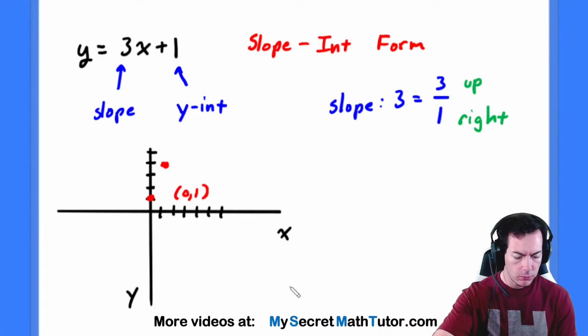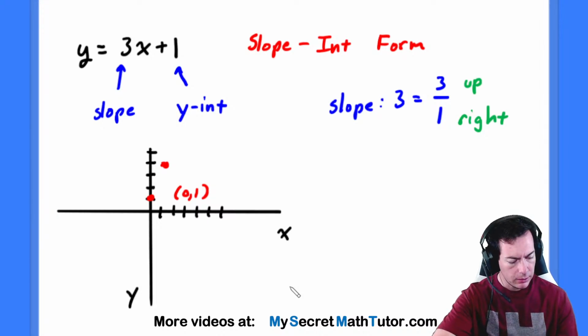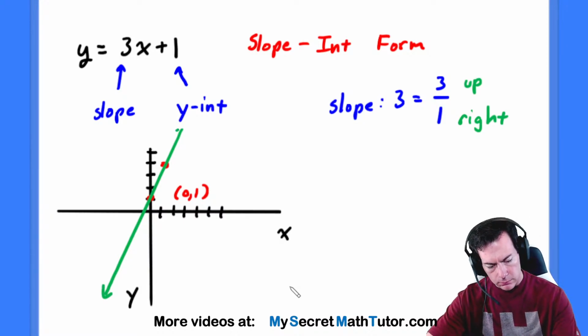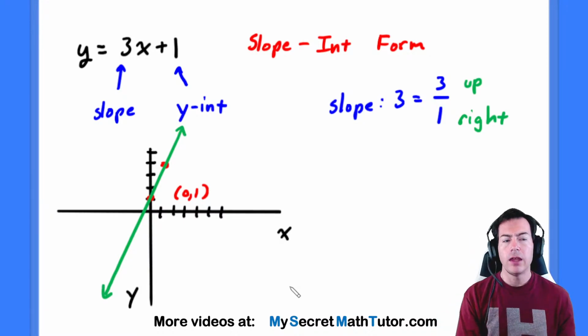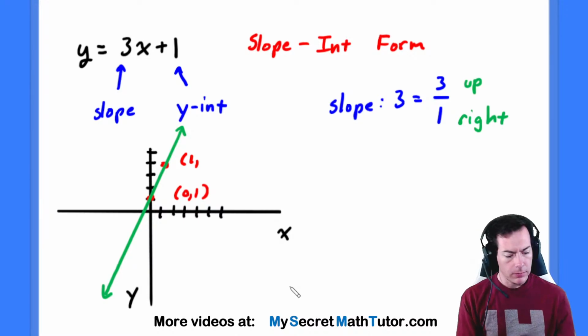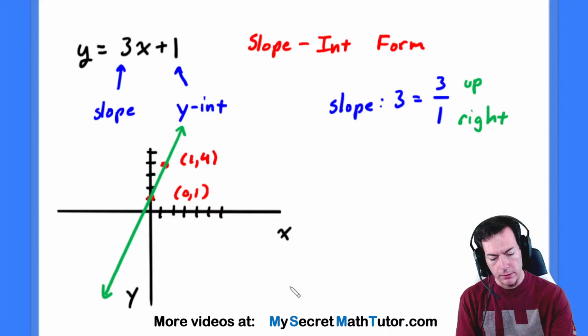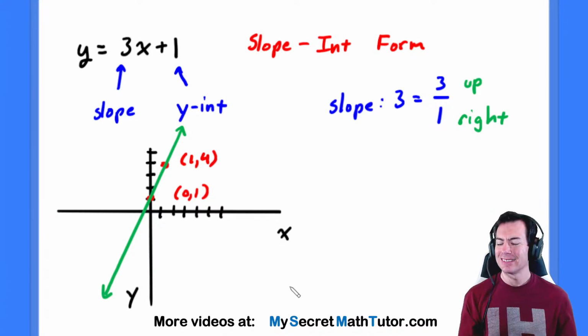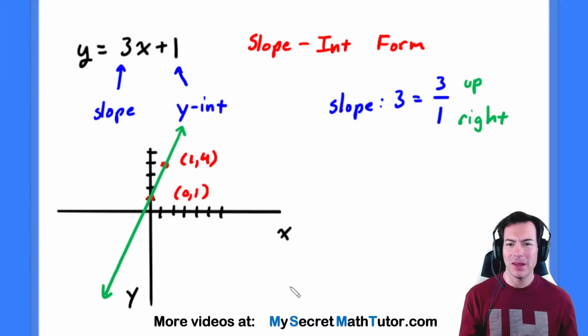Cool. Once I got 2 points, I can go ahead and connect these, and we will have our entire line. Let's go ahead and do this in green. And just so we're super clear where that second point is, this other one is located at 1. So it's gone to the right 1, and it's gone up 3, so this should be at 4. So that'd be the equation of our line. Does that help out a little bit?